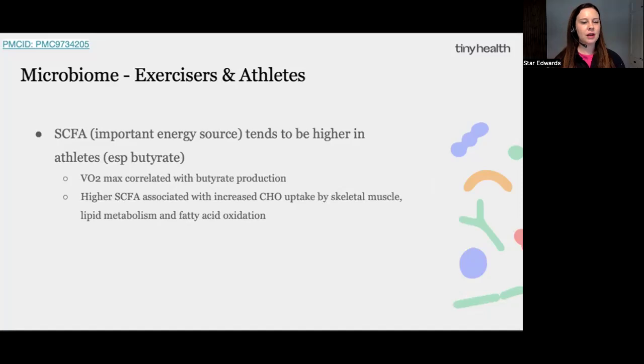And higher short chain fatty acids are also associated with increased carbohydrate uptake by skeletal muscle and lipid metabolism, and it improves fatty acid oxidation as well. So athletes want to make sure that they have plenty of butyrate producing bacteria and that they are feeding them well with foods that these butyrate producing bacteria like, foods that are rich in inulin. You can think about leeks, onions, and asparagus.